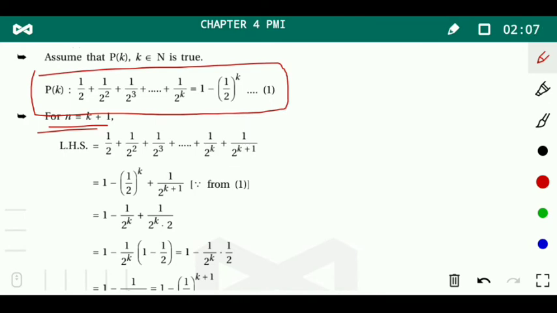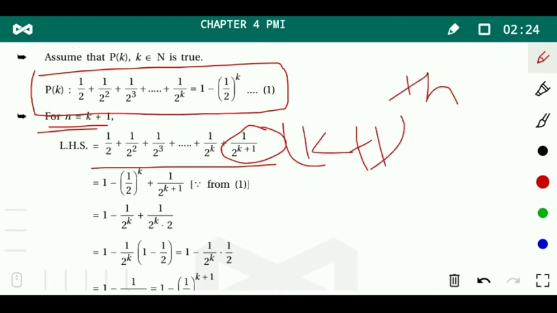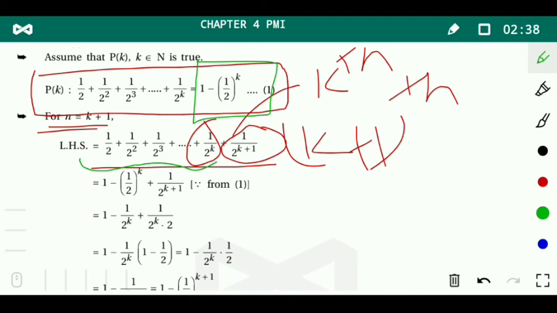So how to use it? First of all, we put n equal to k plus 1, then the left hand side will be 1 by 2 plus 1 by 2 square plus 1 by 2 cube up to 1 by 2 raised to k plus 1 by 2 raised to k plus 1. So this is the k plus 1 term, is it clear? And 1 by 2 raised to k is the kth term. Keep in mind, up to the kth term, the answer will be 1 minus 1 by 2 whole raised to k from equation 1. It's a very easy concept.